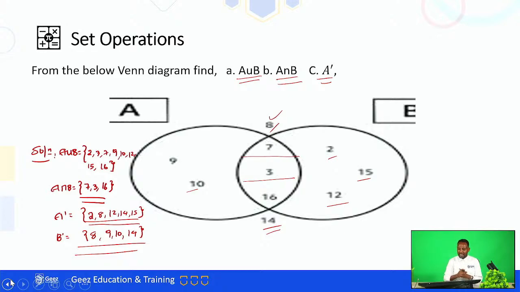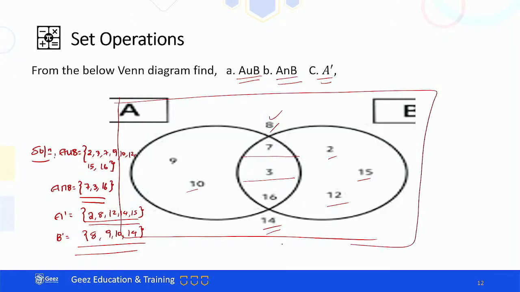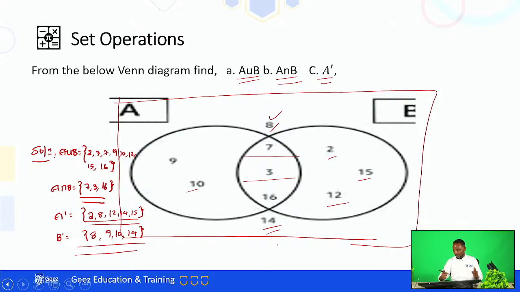Okay, let me explain once again. The universal set is the biggest set. It includes all elements in A and B, including outside A and B. That means the universal set is a set which contains A union B, A intersection B, A complement, and B complement.